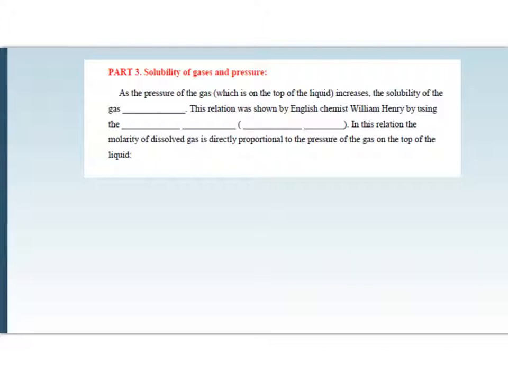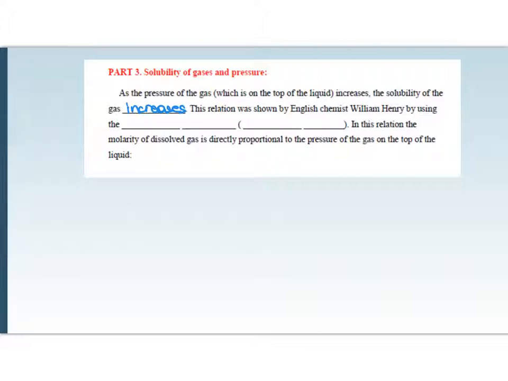What about the solubility of gases and pressure? Now remember, the atmospheric pressure does not have any effect on the solubility of solids and liquids, but the partial pressure of a gas has an effect on the solubility of that gas. As the pressure of the gas, which is on top of the liquid in a closed container, increases, the solubility of the gas increases also. So this is how they make Coke.